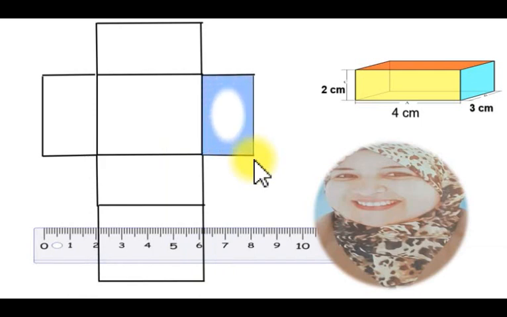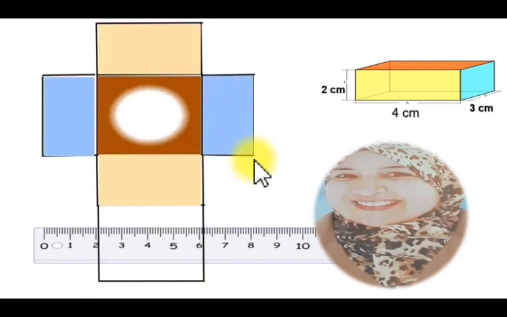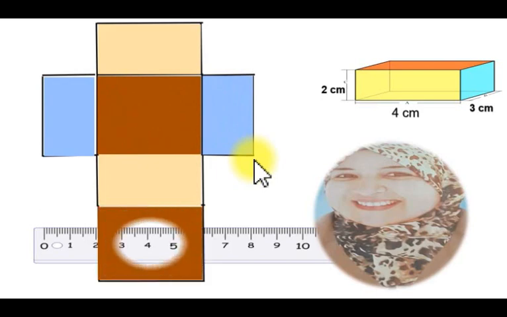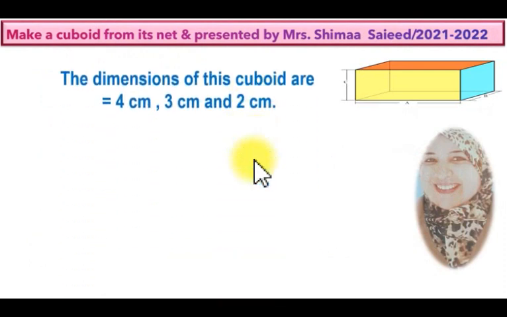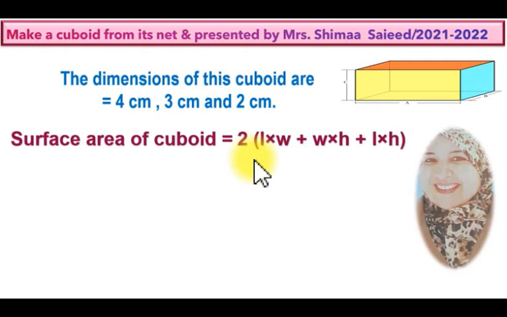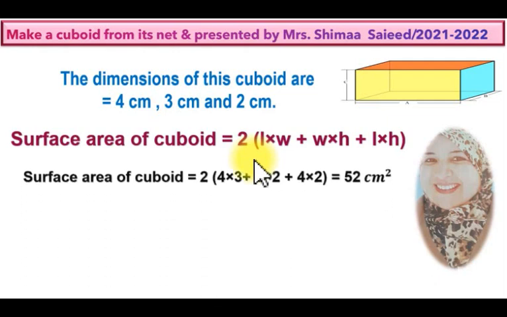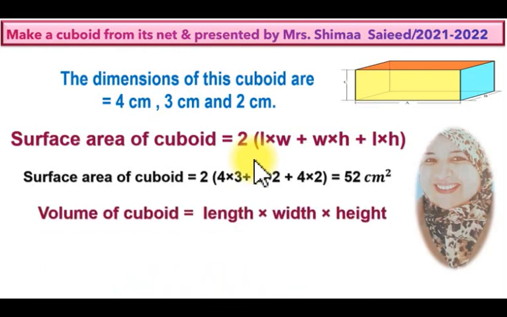Sides, base, and top. It's so easy. How can we calculate its surface area and its volume? As you know, the dimensions of this cuboid are 4, 3, and 2. So the surface area of a cuboid equals 2 times L times W plus L times H plus W times H, to get the surface area 52 centimeters squared.